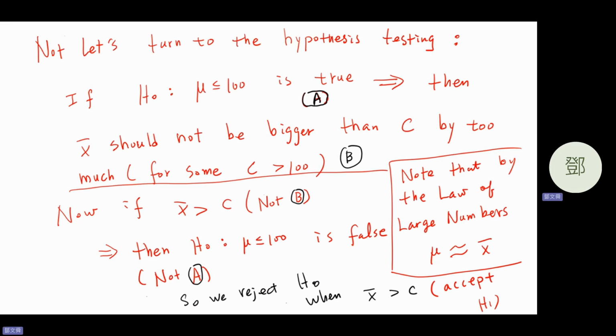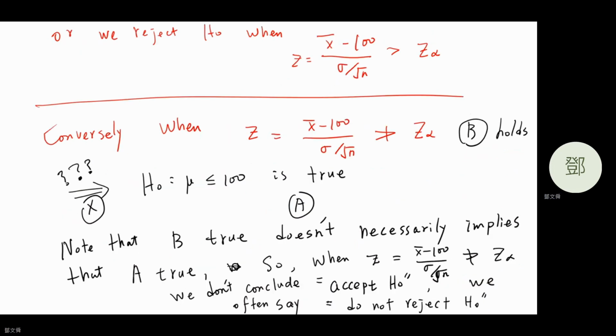When B holds, we should not conclude A. Can we conclude A is true? No, we don't say that. We don't say this is true. We don't have strong evidence. We don't have evidence strong enough to reject the null hypothesis.